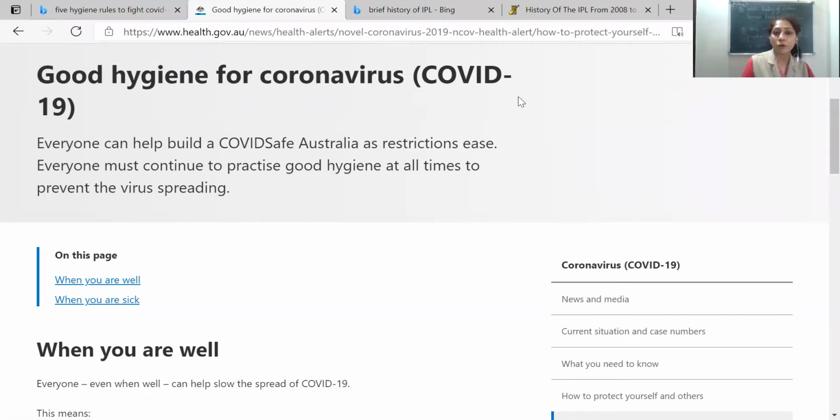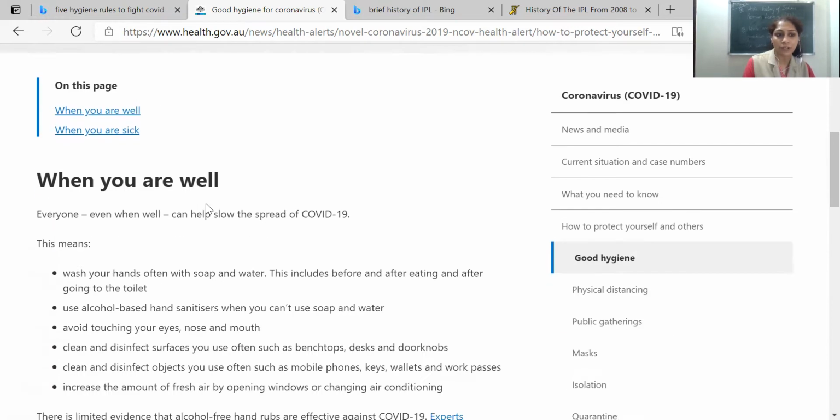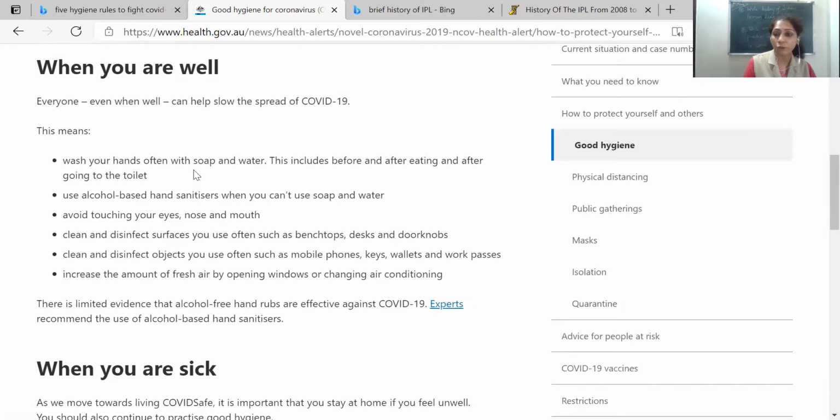So good hygiene for coronavirus COVID-19. Everyone can help build a COVID safe Australia. This is about Australia. Fine, you just skip it because you have to write for the basic common 5 rules.